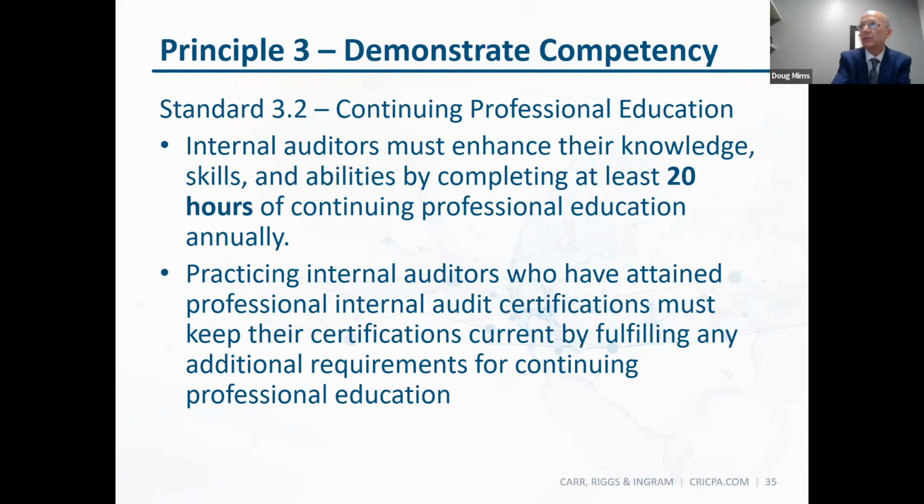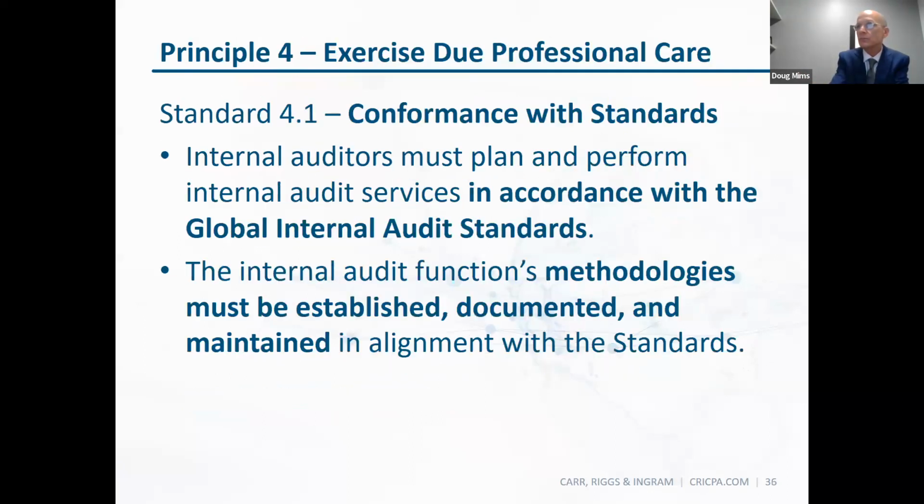Standard 3.2 is continuing professional education. All internal auditors should get at least a minimum of 20 hours of relevant CPE on an annual basis. Obviously, if you have certifications of any sort, in this case, if you have the CIA, that 40 is the requirement, or I think that's the requirement. So whatever your certifications, you need to do what you need to do to keep those relevant certifications. But the minimum standard for an internal auditor under this draft document would be 20 hours.